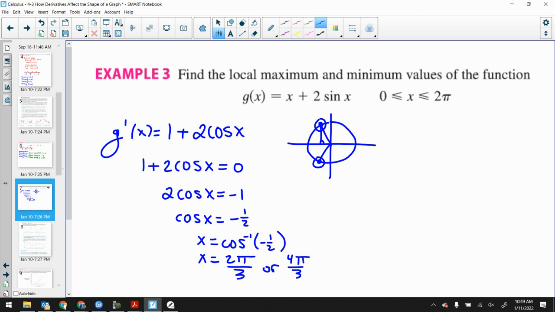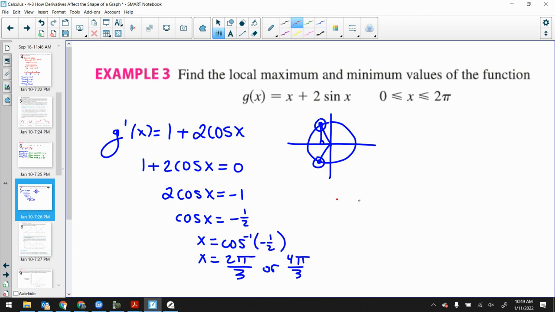I just have to trust myself on that one, because the calculator is only going to give me the restricted domain, cosine 0 to pi. All right, so 2 pi over 3 or 4 pi over 3. Those are my two values. I guess I could just double check one. Yeah, those are 2 pi over 3 or 4 pi over 3. Those are the only places where it could change from increasing to decreasing.